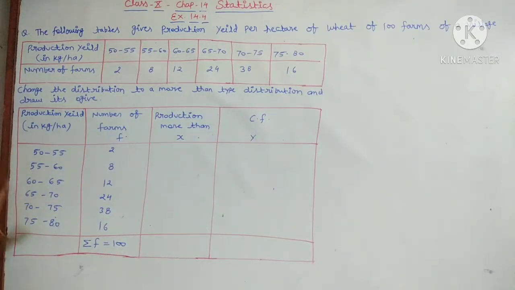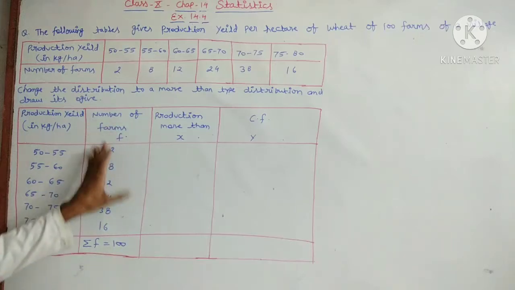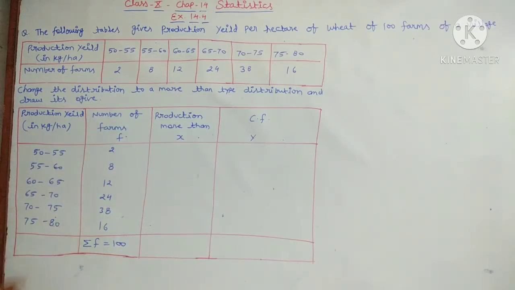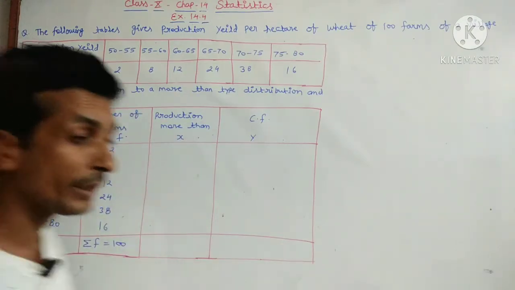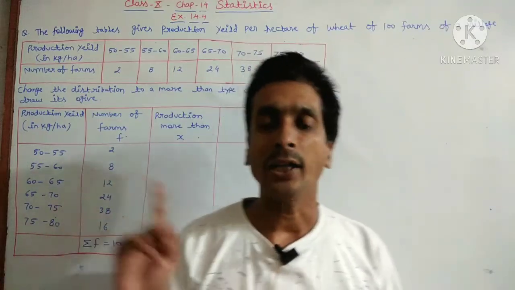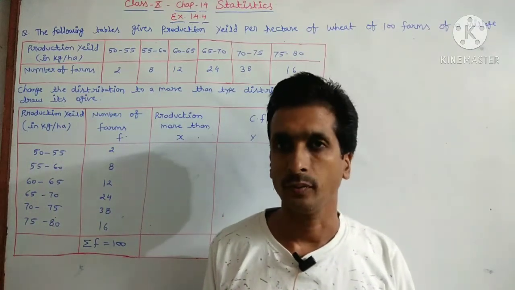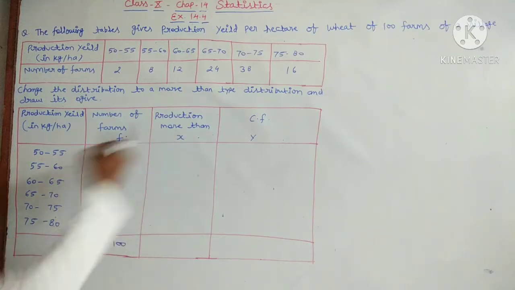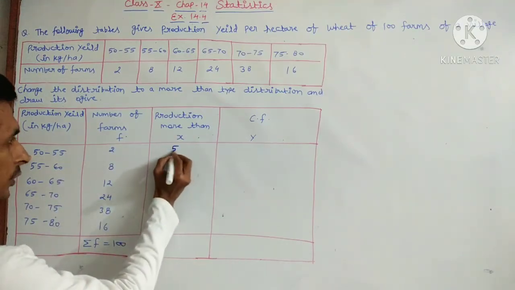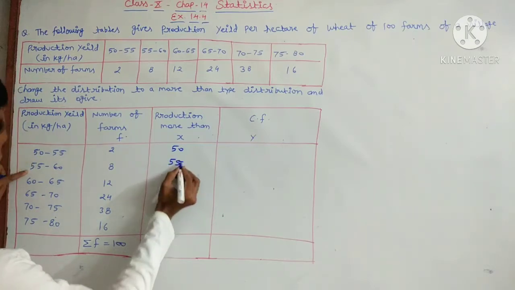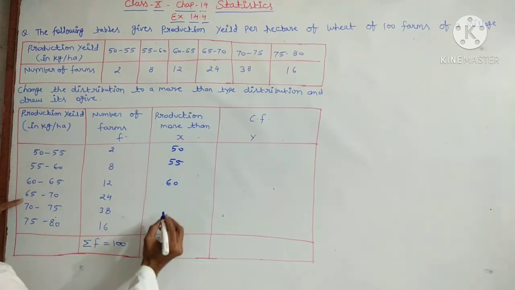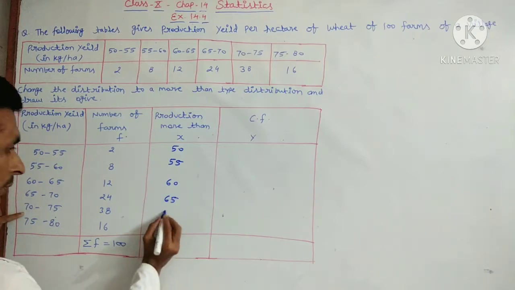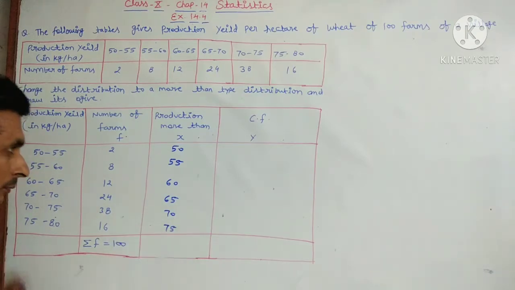Production yield, the same thing you will write here, and the number of farms, that is the frequency, so here it is, and the total number of farms is 100. In the more than type ogive, you always have to take the lower limit. Which one? Lower. So the lower limits are 50, 55, 60, 65, 70 and 75. These values represent the x-axis. So here it is 50, first one, next is 55, next 60, next 65, 70, and the last one 75.